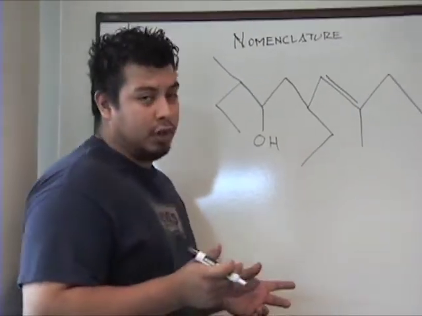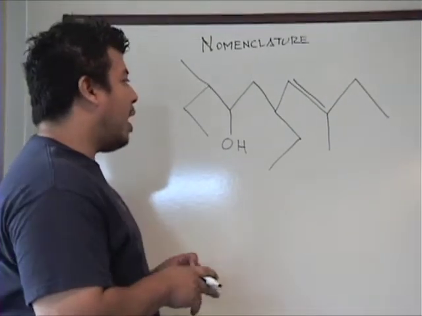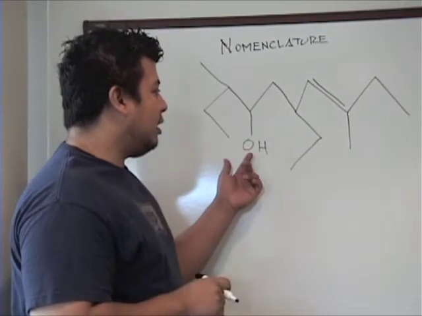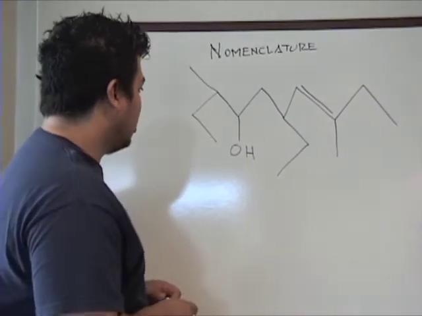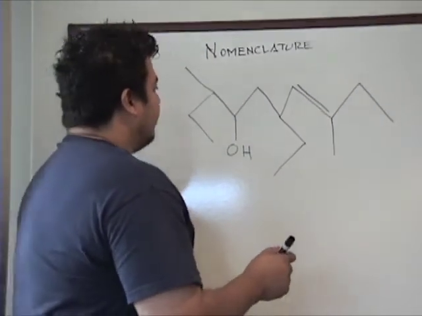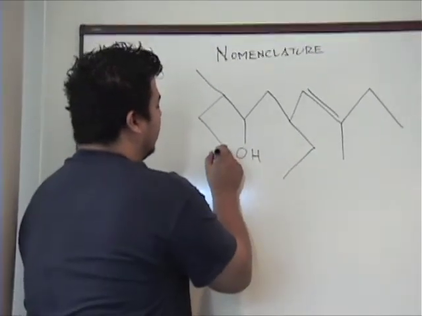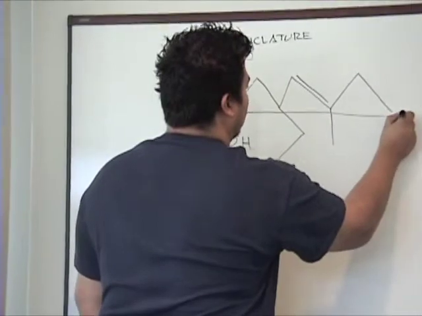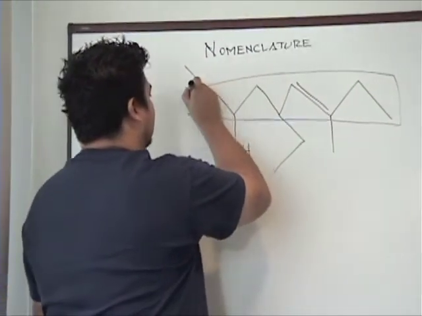So first rule again is we're going to box the longest chain of carbons containing the functional groups. So I am going to pick this one, all of this.